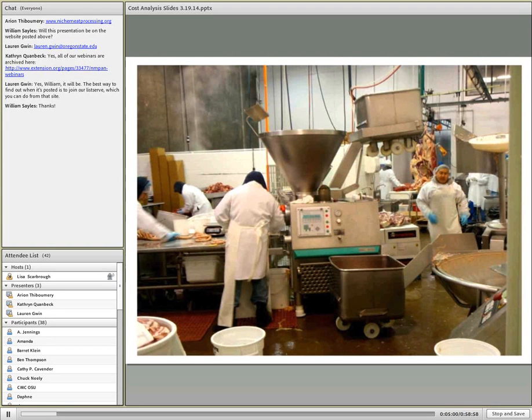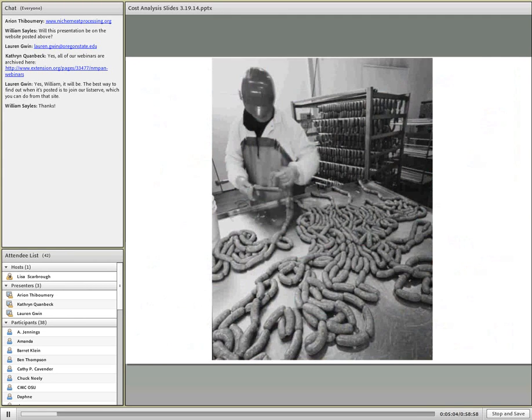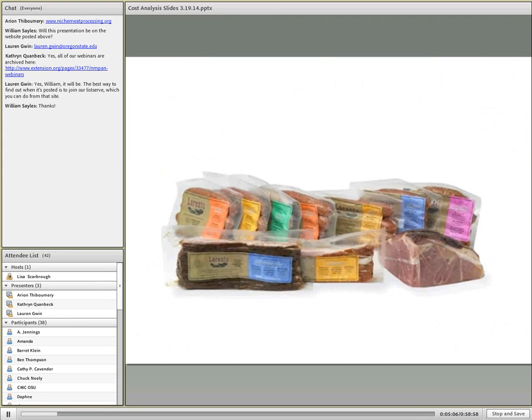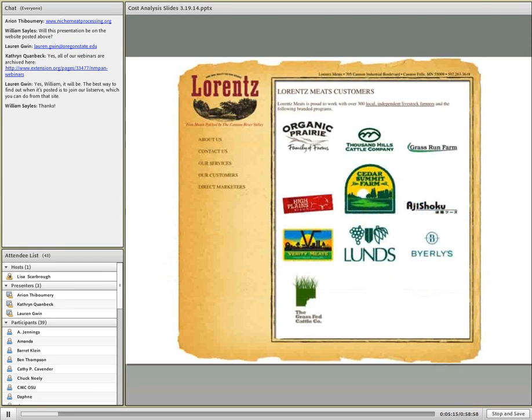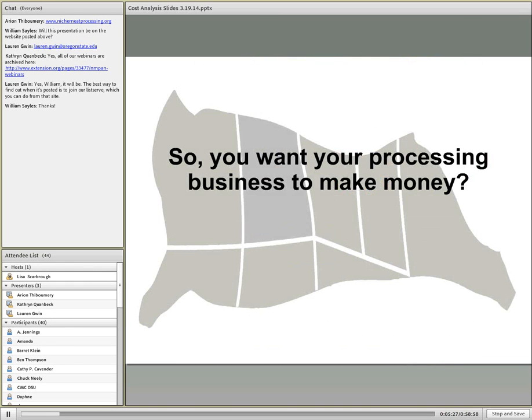You can tell it's quite busy in there based on this slide, our sausage making area. Everything goes out. A lot of retail products go out in roll stock packaging. It's an emphasis that we work on to try and have a little bit more sophisticated operation. These are some of the customers that we serve, from Organic Prairie, Thousand Hills Cattle Company, High Plains Bison. Those are some of our bigger customers. We work with local grocery stores.